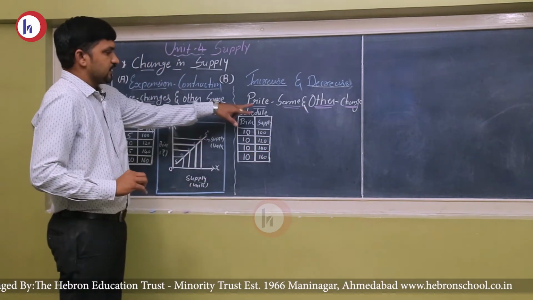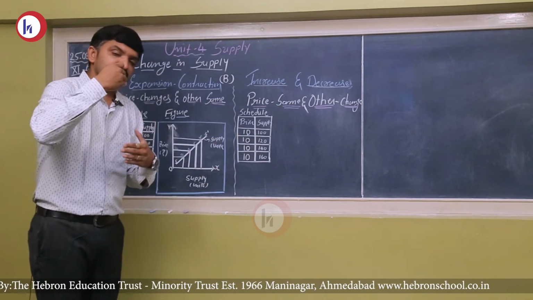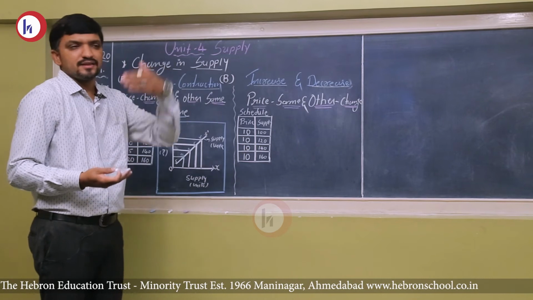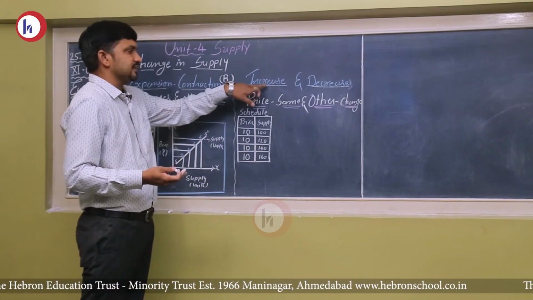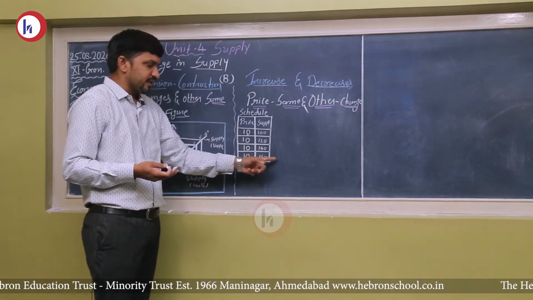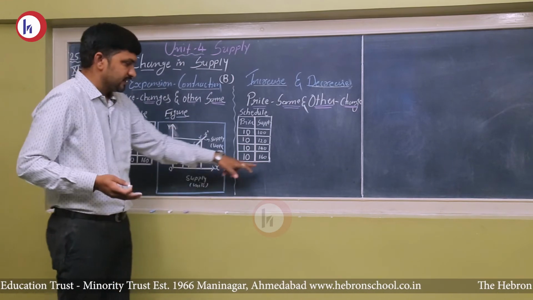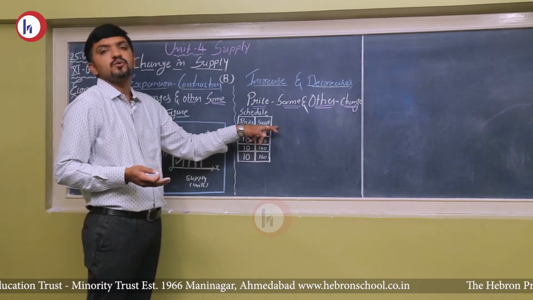That is, see, price remains same, but other factors change. So as a result, supply increases or decreases. See, increased from 100 to 160. And if we take a reverse study, then it decreases from 160 to 100.